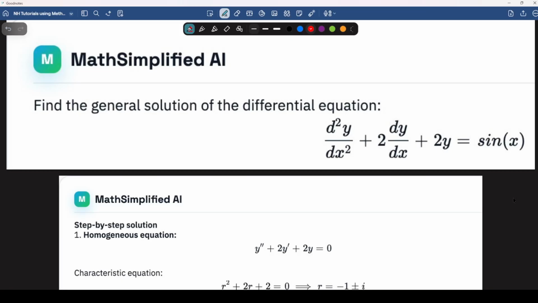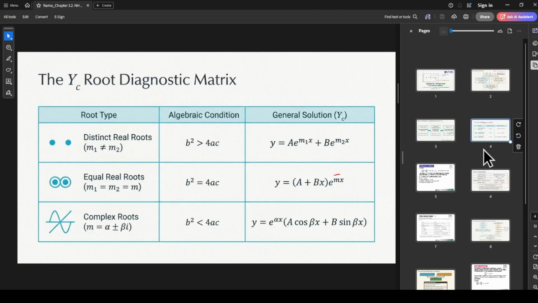Okay, for the next question, find the general solution of the differential equation d squared y over dx squared plus 2 dy/dx plus 2y equals sine x. So this is an example of a non-homogeneous differential equation with a trigonometric sine or cosine as the non-homogeneous part. If you like, this is part of example number 3.